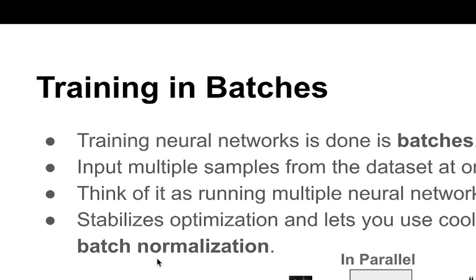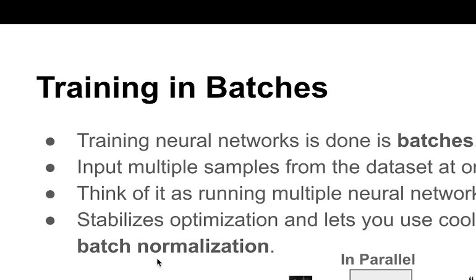Now there's one thing you should understand, which is that when you're training neural networks, it's usually done in batches. This is kind of confusing at first, but the whole idea is that you input multiple samples from your data set at once, right? So instead of just feeding forward one image at a time, you're feeding forward four images at a time, or 16 images at a time, right? So essentially you're running four of the same neural networks in parallel, right? Is that clear?